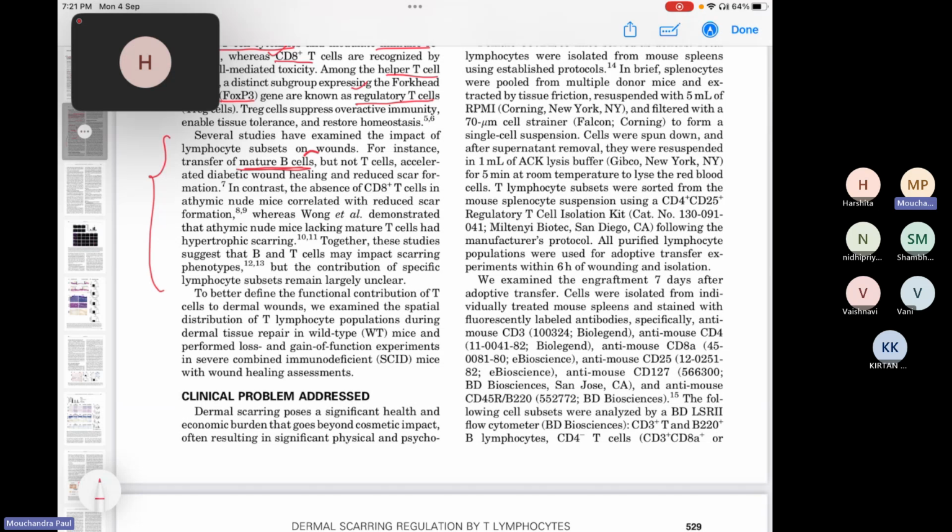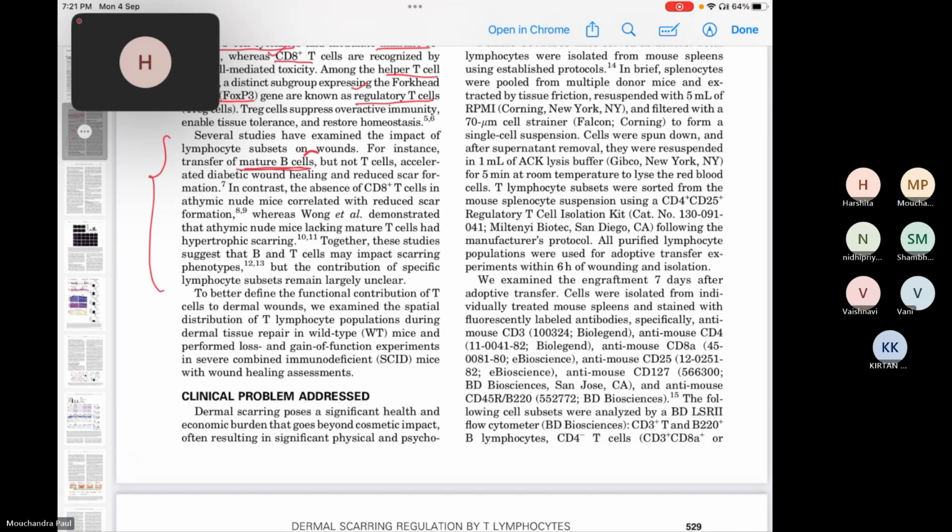Then they are going to transfer subpopulations of T cells from wild type to SCID mice and show how the transfer of T cells is changing the wound healing process in the SCID mice.